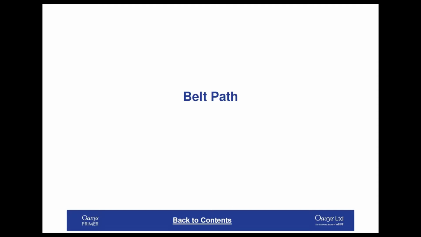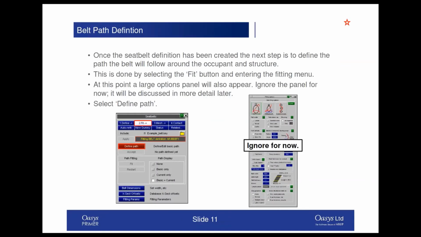So once we've created our seatbelt definition and told Primer which parts are going to be in contact with the seatbelt itself, we have to define the belt path. And this is the path the belt's going to take around our structure and over our occupant. And we do this from the second of those buttons in the seatbelt panel. So number 2, fit. And as soon as we click that button, we'll get a large pop-up with some fitting options. We can ignore that for the time being, and we will discuss it in more depth later.